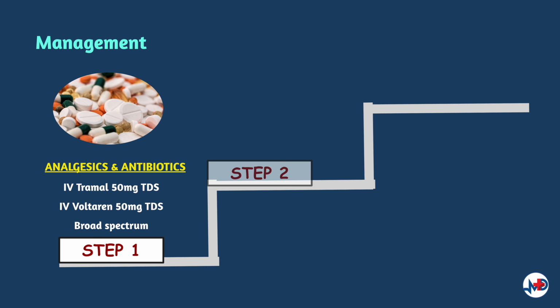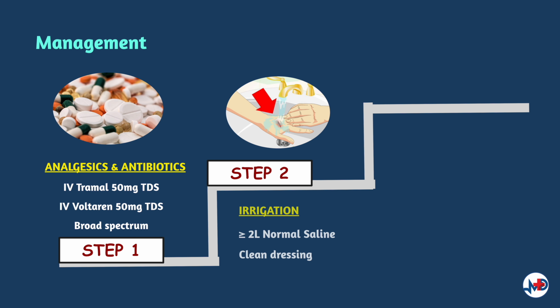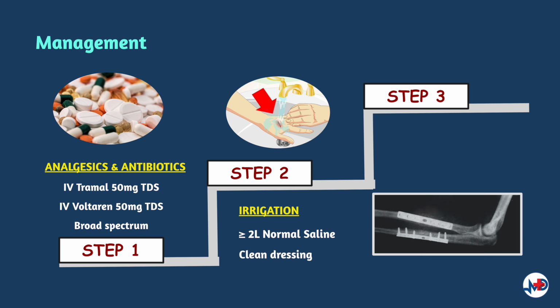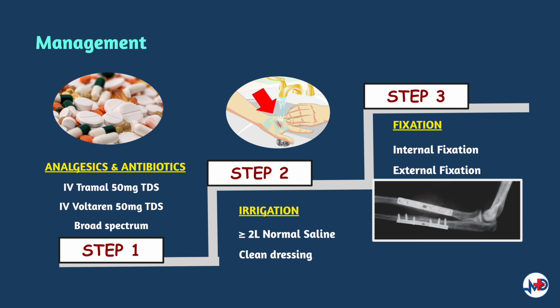Next, let's look at how open fractures can be managed. The first step in approaching an open fracture is always to make sure that the patient's pain is well controlled and antibiotics are started, as an open fracture means the presence of an open wound, and this simply means that there could be a possibility of entry of germs or bacteria. Next, start cleaning and irrigate the wound with at least 2 liters of normal saline and apply a clean dressing while waiting for emergency operation to take place.